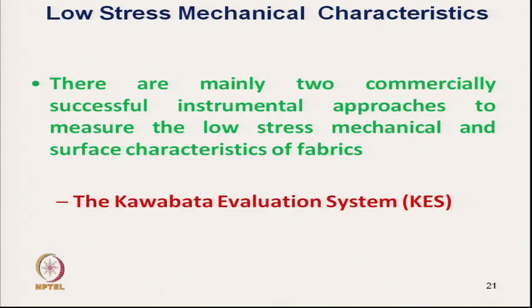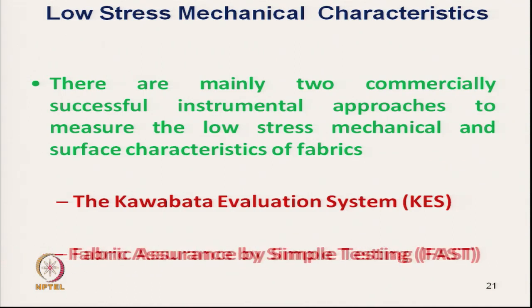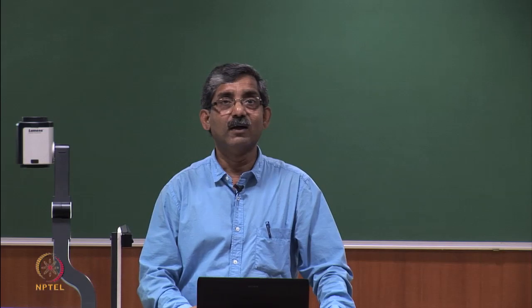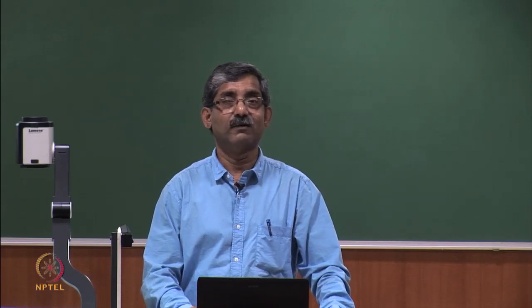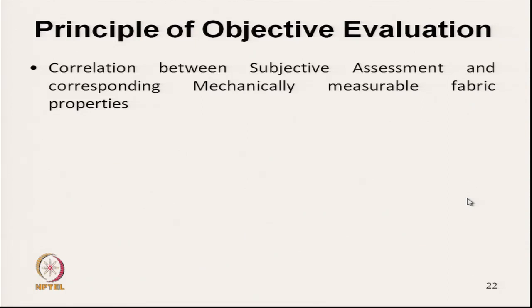These methods are the Kawabata Evaluation System, KES, and the Fabric Assurance by Simple Testing, in short called FAST. KES and FAST methods are used to measure the low stress mechanical characteristics of fabrics. Earlier, all these low stress mechanical characteristics were measured by subjective testing, but with these objective methods there are correlations between subjective assessment and the corresponding mechanical measurable fabric properties.